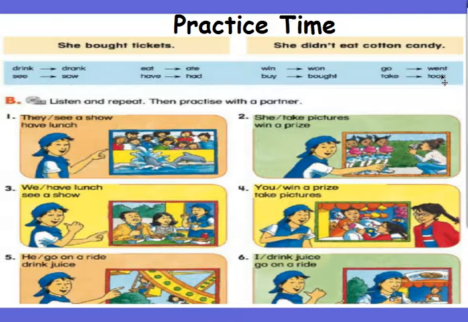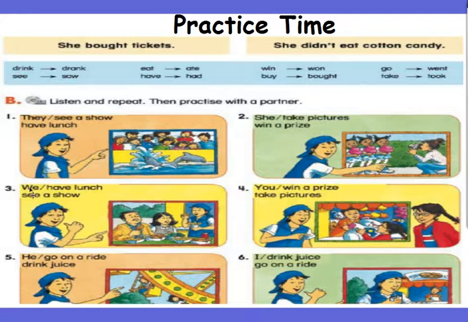In the exercise in your student's book, the first sentence will be affirmative, the second sentence will be negative, and both of them must be in the past simple tense. For example, here: they see a show. We will change it into past, so we'll say they saw a show. The second one is negative: they didn't have lunch. Number 2: she took pictures. She didn't win a prize.